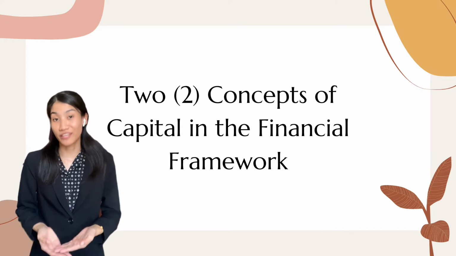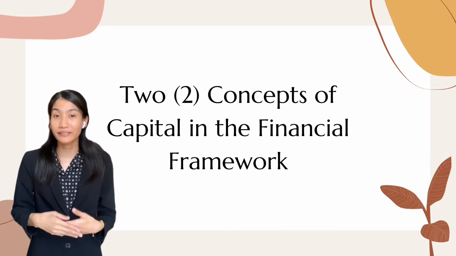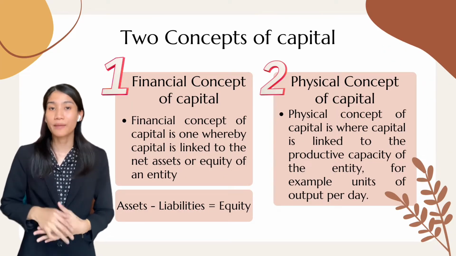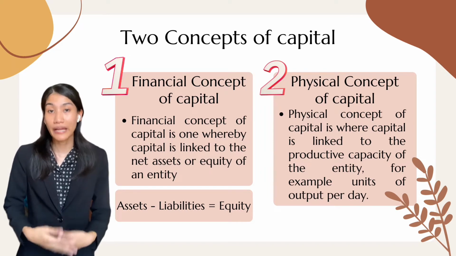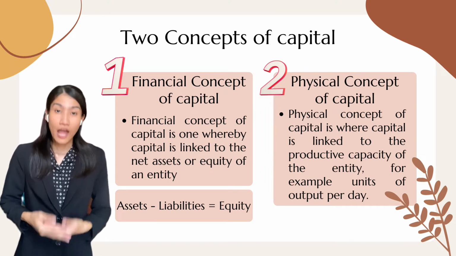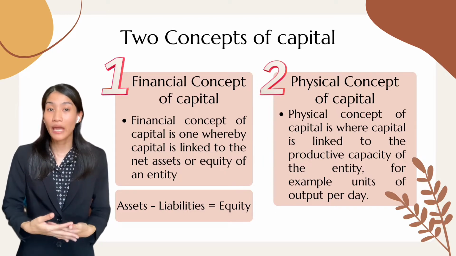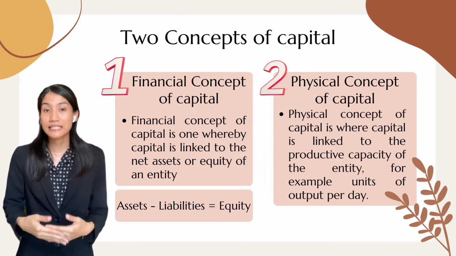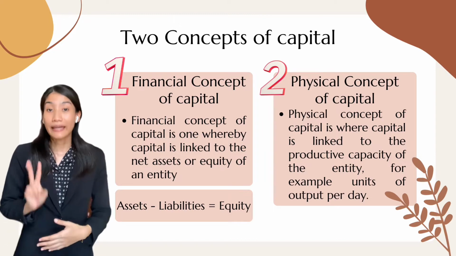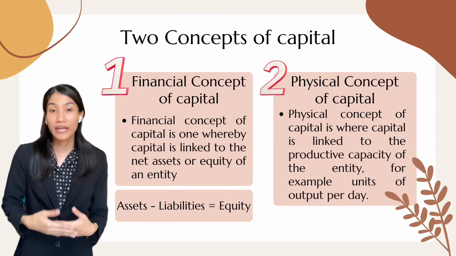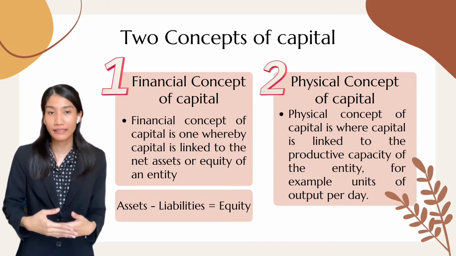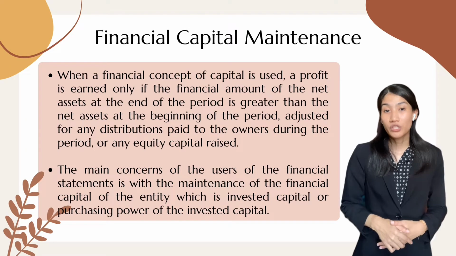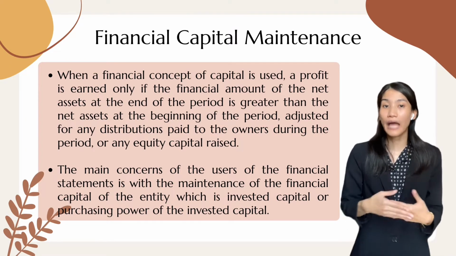Next, I will start the presentation by explaining about the two concepts of capital in the financial framework. Under the IASB conceptual framework, there are two concepts of capital, which are the financial concept of capital and the physical concept of capital. Firstly, the financial concept of capital is one whereby capital is linked to the net assets or equity of an entity. The net assets is assets minus liabilities, which equals equity. Secondly, the physical concept of capital is where capital is linked to the productive capacity of the entity, for example, units of output per day. There are two capital maintenance concepts, which are financial capital maintenance and physical capital maintenance.